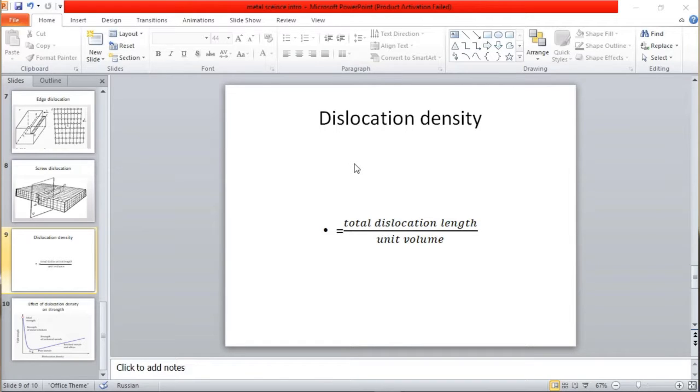We also have what is known as dislocation density. So what is dislocation density? By definition, dislocation density is total dislocation length per unit volume. So what is total dislocation length? It means we measure the total length of the lines of dislocation and divide it by the volume where these lines have been counted. So that's what we call dislocation density.